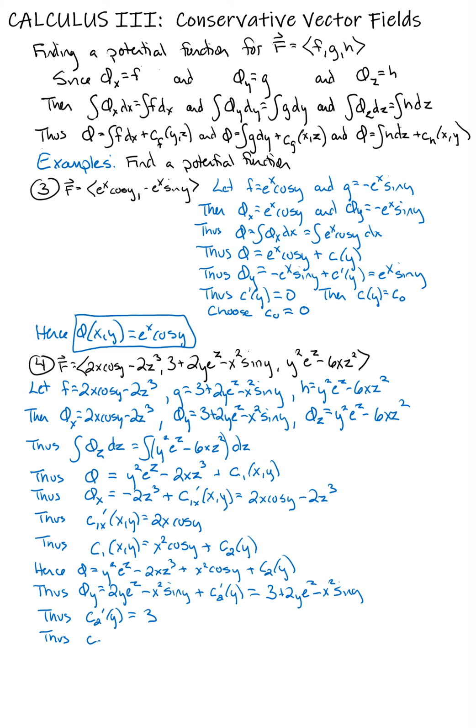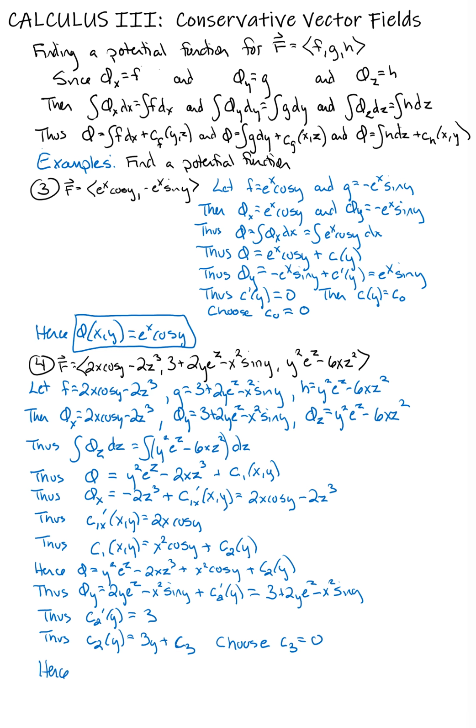Well, then what is C2? If I integrate, again, just with respect to y, notice this is only a function in y, I get 3y plus yet another constant. Oh, that's supposed to be a C3, my third constant here. This time, though, I will choose C3 to be equal to 0.